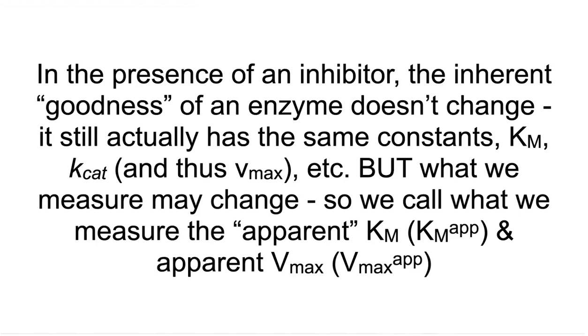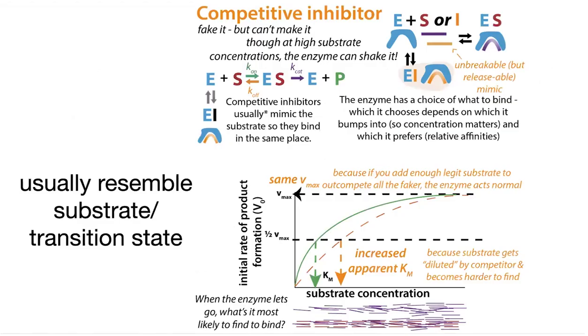So what we measure might change, and so we call these Km apparent and Vmax apparent. But what's actually at the enzyme level, if the inhibitor were gone, the enzyme is still okay, except for a covalent inhibitor. The apparent goodness of the enzyme isn't changing, is the key point.